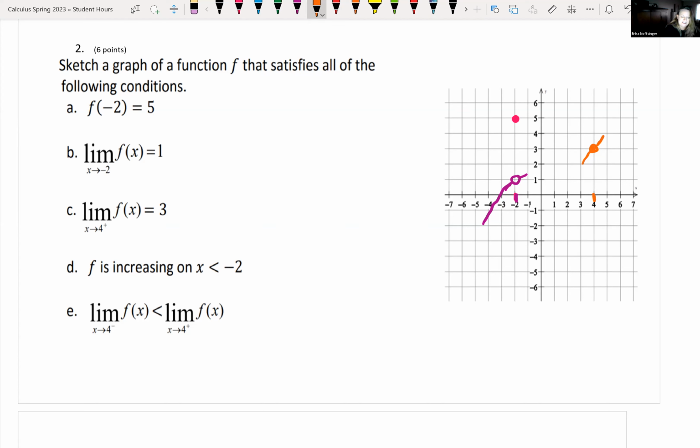Let's just combine our graphs. So we might have something that looks like this. So here's an example of a function f of x, the graph that satisfies all 5 of those conditions.